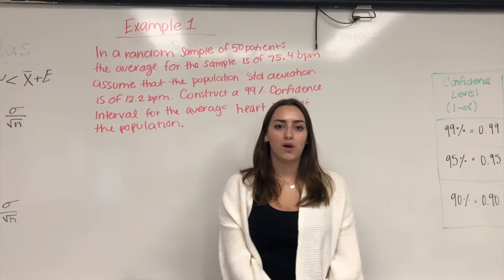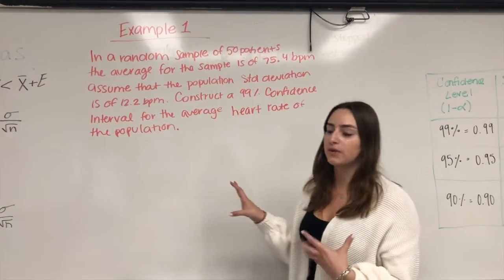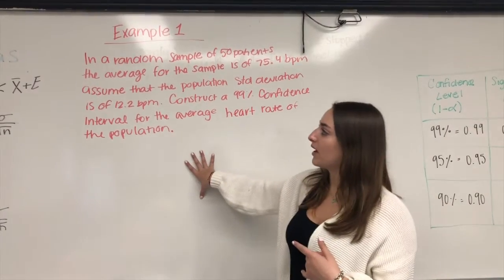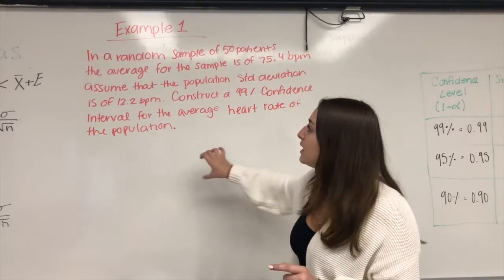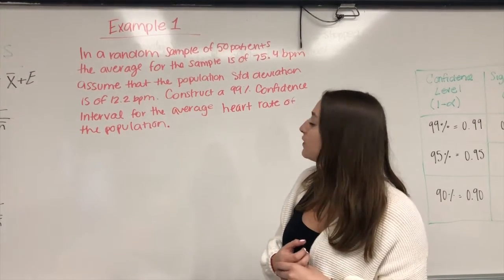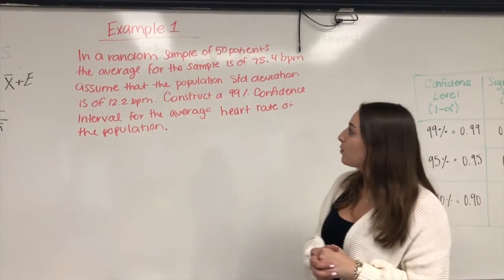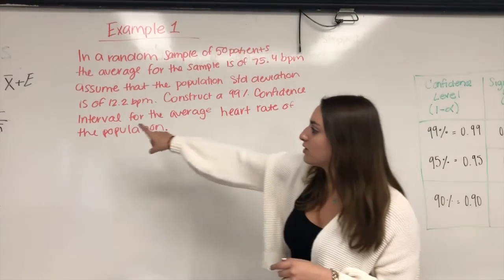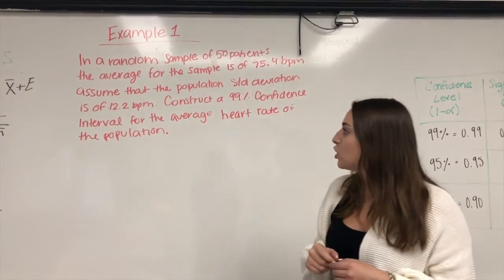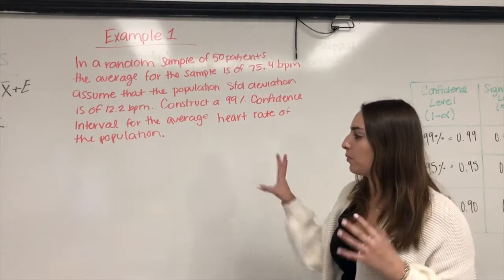Hello, today we're going to show you how to do two problems of the confidence level intervals. First, we're going to do example number 1. So this is the problem that we have, and I'm going to read it very fast. In a random sample of 50 patients, the average for the sample is 75.4 beats per minute. Assume that the population standard deviation is 12.2 beats per minute. Construct a 99% confidence interval for the average heart rate of the population.